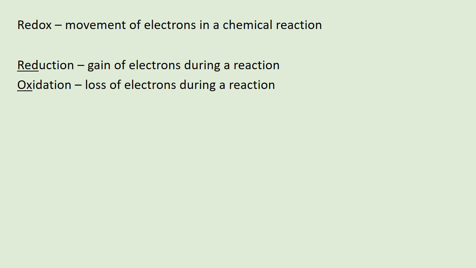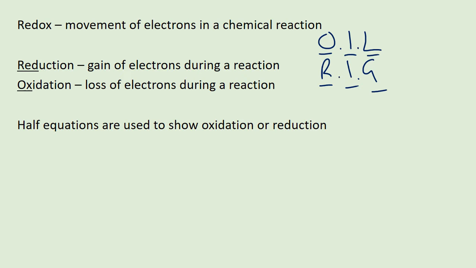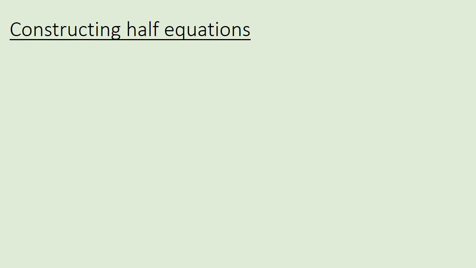And there's an easy way we can remember this. Remember oil rig. Oxidation is loss of electrons, and reduction is gain of electrons. So we need to know and be able to use those terms, oxidation and reduction, in terms of electrons. We also need to go one step further and be able to construct half equations to show oxidation or reduction.